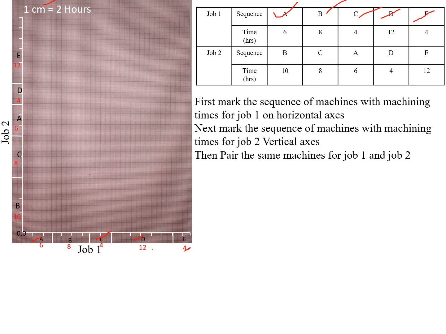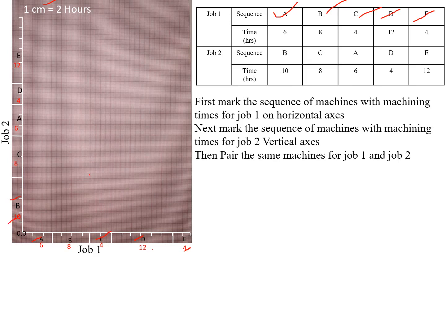Next we have to mark the sequence of machines with respect to the machining time for job 2. The sequence of job 2 is B, C, A, D, E, with machining times 10, 8, 6, 4 and 12. First we mark machine B, which has a machining time of 10 hours, equal to 5 centimeters.